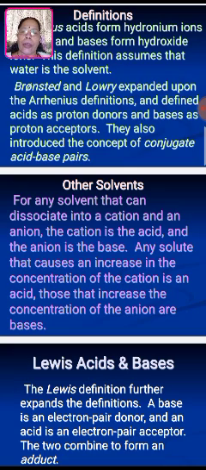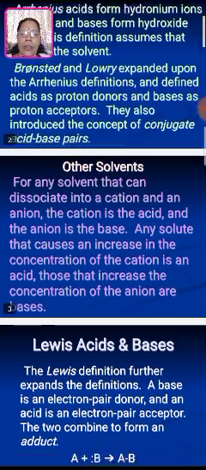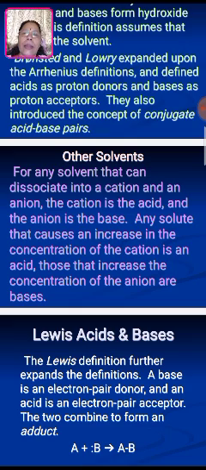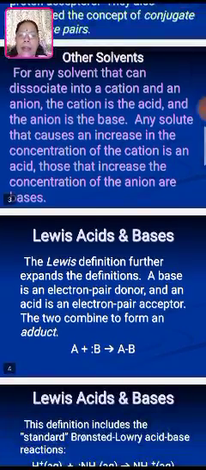About other solvents, we can say that for any solvent which can dissociate into a cation and an anion, the cation is the acid whereas the anion acts as the base. Any solute that causes an increase in the concentration of the cation is an acid, and those solutes that increase the concentration of an anion are bases. So the positive cations are acids, whereas the negative ones, the anions, are bases.